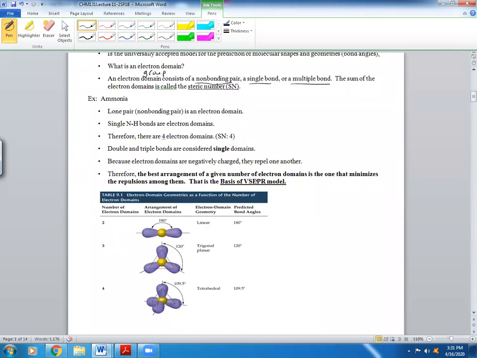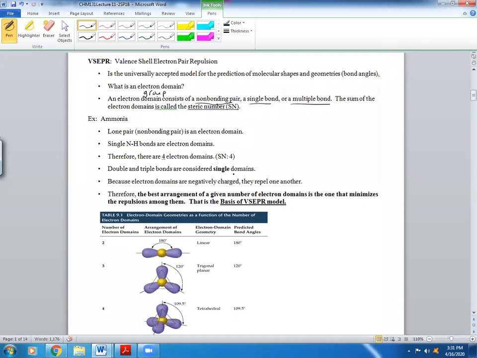So if we look at ammonia, ammonia as a Lewis structure looks like this. See, this is the Lewis structure. And by the way, we need to be good at Lewis structures in order for us to be good in this topic. This topic depends 100% on your ability to draw the correct Lewis structure. So here's the Lewis structure. So let's see how many domains we have. We have 1, we have 2, we have 3, and we have 4.